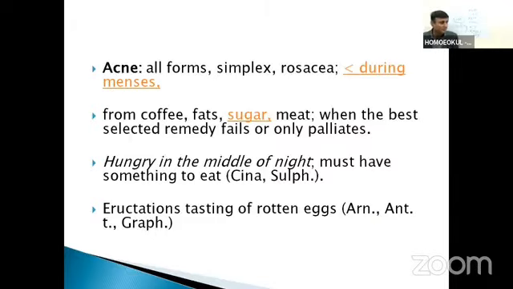Acne, acne simplex, rosacea, worse during menses. Acne worse during menses. Also very, very important for MCQ. And you can compare with lots of 10-15 medicines. Start from sanguinaria. Eruption on forehead during scanty menses.